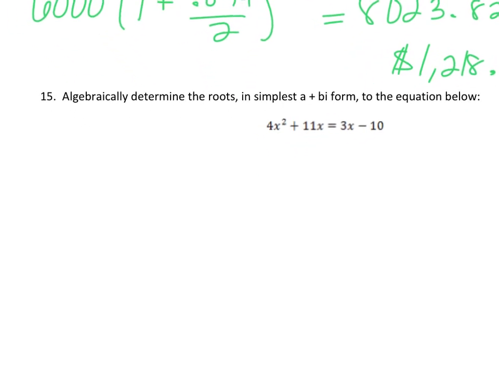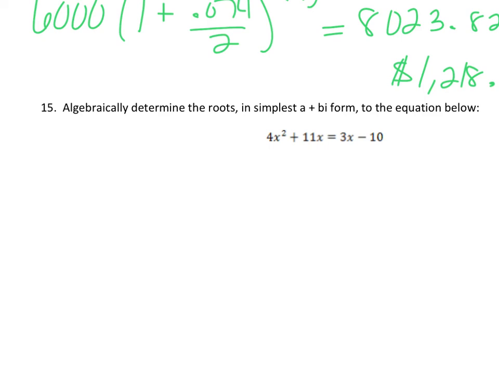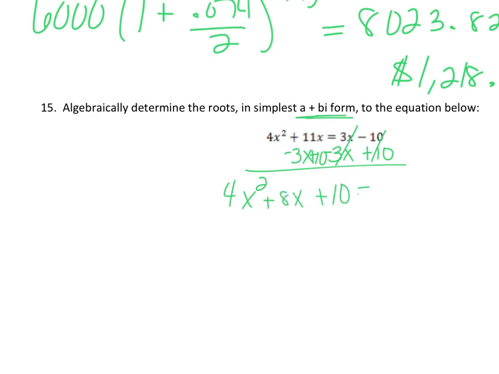All right, last question is in simplest A plus BI form. If you look at the equation, it's a quadratic. Once you see this, A plus BI, and you see x squared, it's clear that you're going to use the quadratic formula. So that being said, you need to first make sure this is equal to 0. Otherwise, you're not going to be able to get anywhere. So I'm going to cancel these guys out. 4x squared, 11 minus 3 is 8, plus 10.